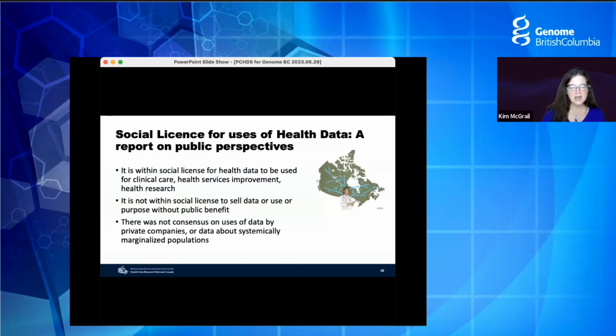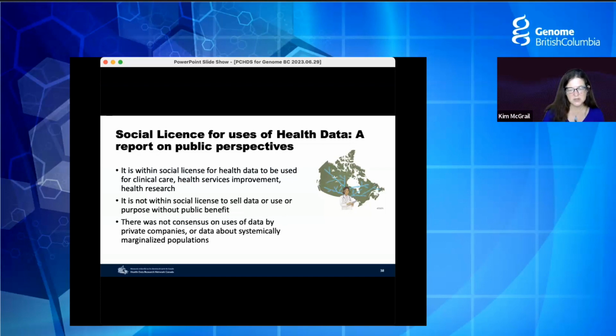And we found that there is lots of agreement that the public absolutely wants us to be using these data for clinical care, for health services improvement, for health research. But agreement, at least full consensus, does start to diminish when we start talking about private company access and use, and data about systemically marginalized populations, and how we should be doing those. And it's clearly not within social license to sell data or to use it for purposes where there isn't public benefit. So there's some strong agreement on things, and then some middle ground.